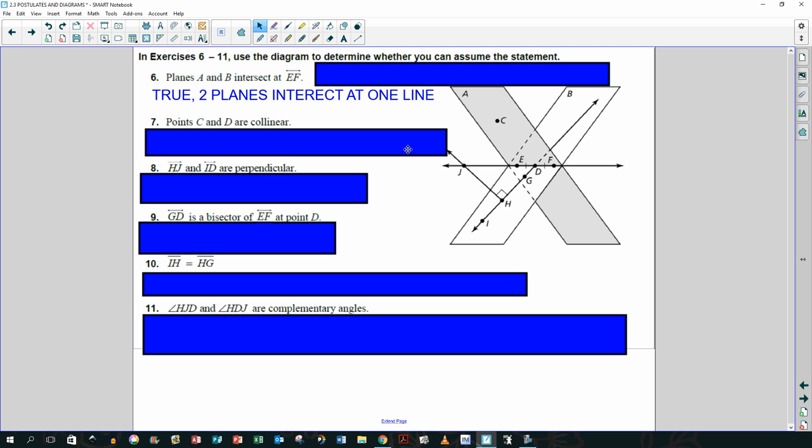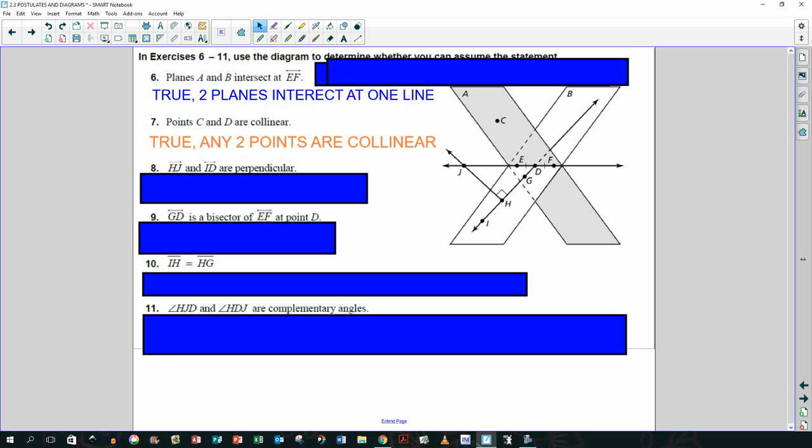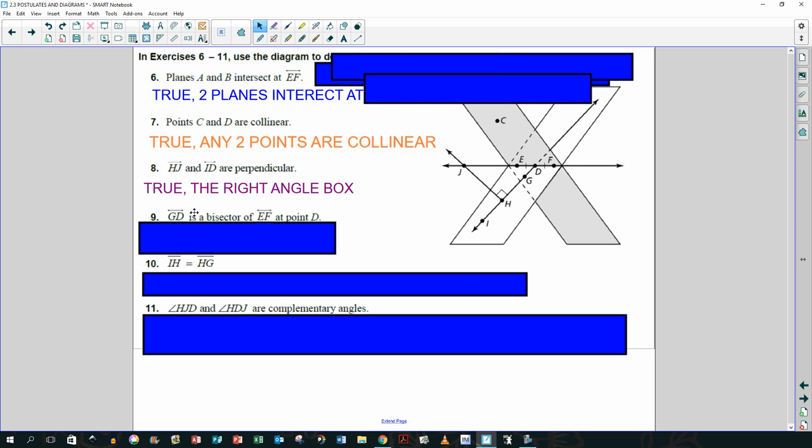Points C and D are collinear. Here's C and here's D. There's not a line drawn, but we know from that postulate that any 2 points are collinear. HJ is this ray, and ID is this line here. Are they perpendicular? Yes, they're perpendicular at H, because that is the right angle. So that's how I can assume that they are perpendicular.